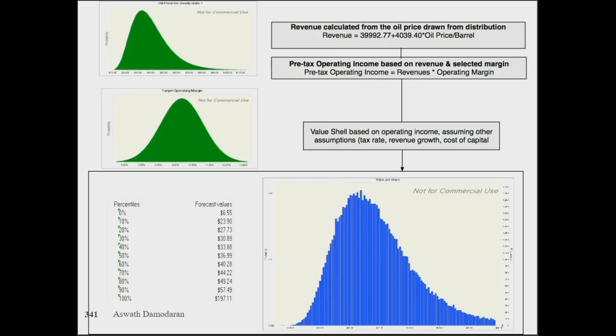So I still think of it as intrinsic value. It's still built around fundamentals. It's built around the fact that fundamentals themselves can shift over time, and you want to reflect that in your value. Yes?